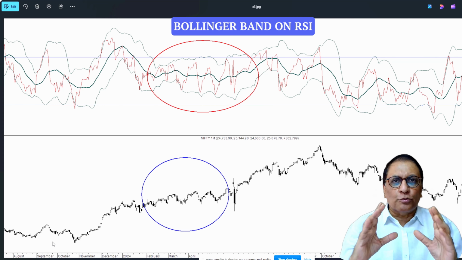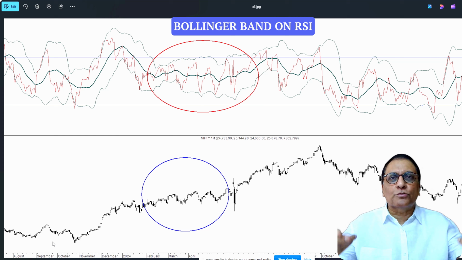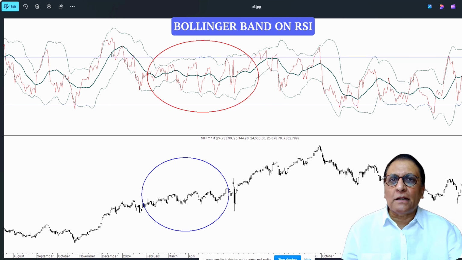If instead of using the static bands, I use a dynamic band by plotting a Bollinger Band on the indicator, look at the accuracy with which overbought and oversold levels were caught. Here we were in a trading range. Look at how the bottom of the oscillators tallied with the bottom of the market. So basically, the Bollinger Band can be used as a dynamic overbought oversold indicator for momentum oscillators.